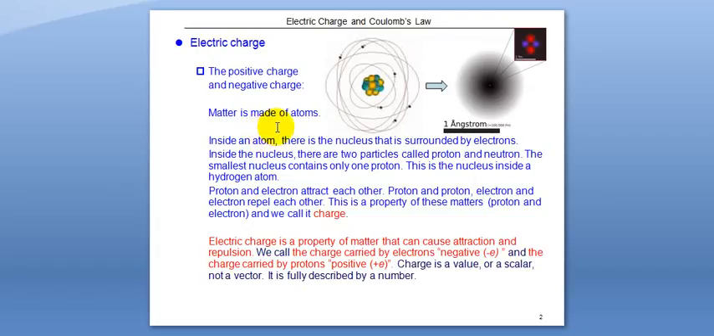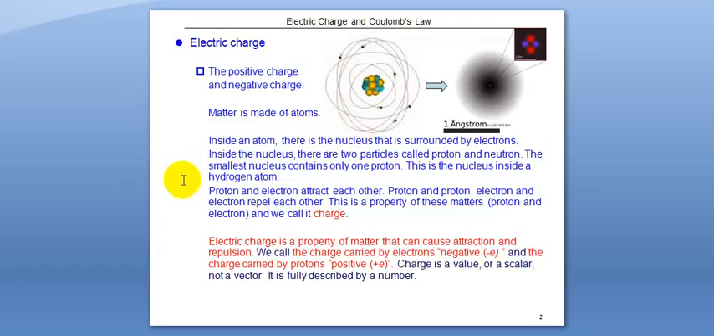Here you can see that inside the nucleus there are two particles. The first is called the proton and the second is the neutron. The smallest nucleus contains only one proton, as you see in the figure, which is symbolically the nucleus of a hydrogen atom. What you see in this figure is an example of a hydrogen atom, the hydrogen nucleus.